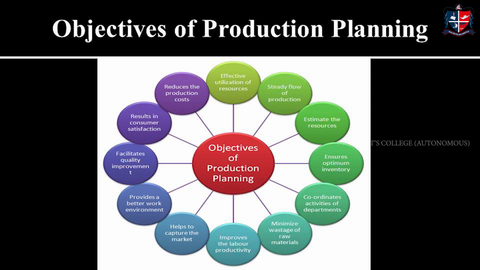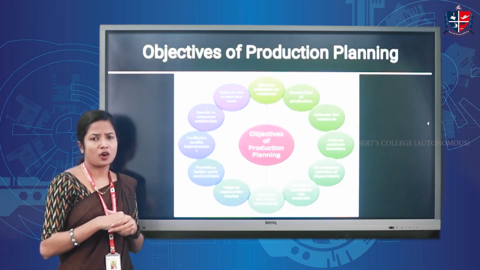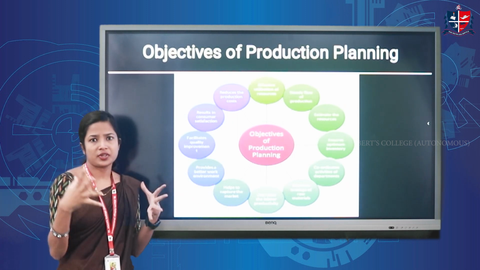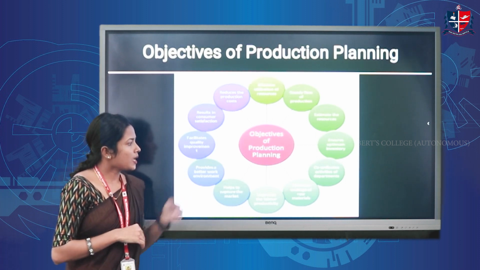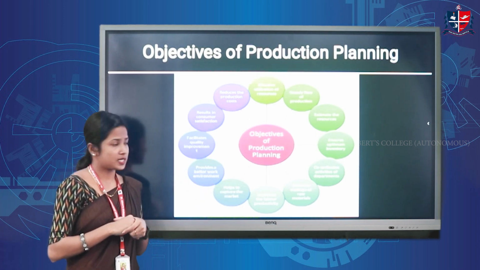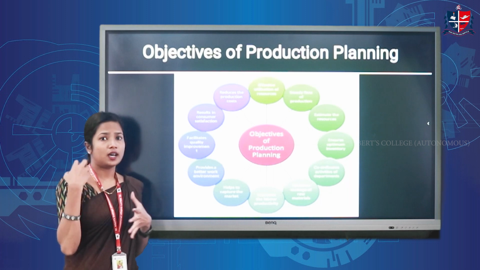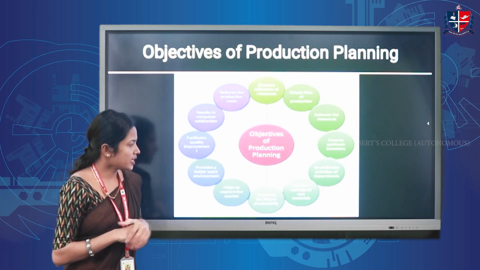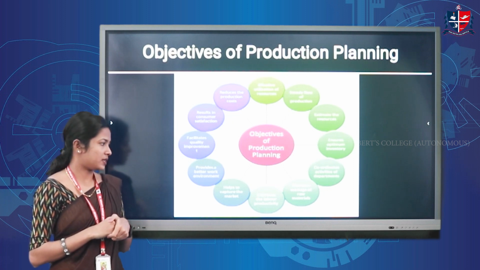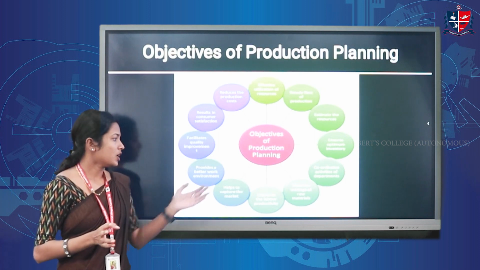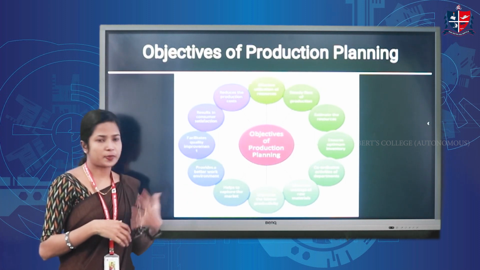Next one is that it coordinates activities of departments. As I told earlier, it is planning between the top management or the executives and all. So there will be coordination between different departments. Next one is to minimize wastage of raw materials. As I told earlier, we are ensuring optimum inventory, so we can reduce the wastage of raw materials. Next one is that it improves labor productivity by scheduling the works into night shift, morning shift and all. We can improve our labor's productivity.